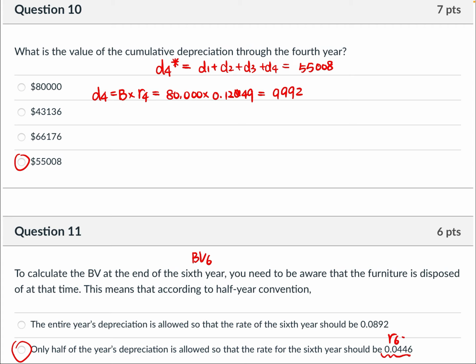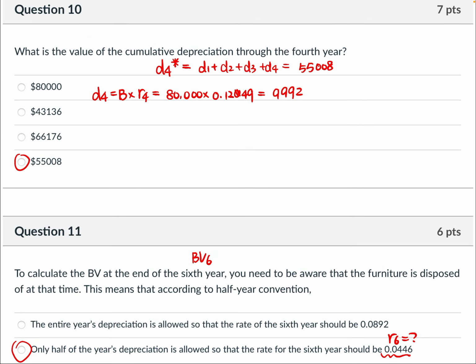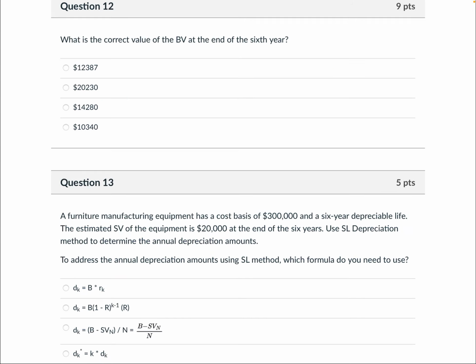what is R6 now? Go back to check this table. The R6 for this 7-year class is 0.0892. Okay, but we said you can only take half of it, so it's 0.0892 times a half. So it is 0.0446. So when you calculate the D6, you can only use this as your R. So what is the correct value of the BV at the end of the 6th year?